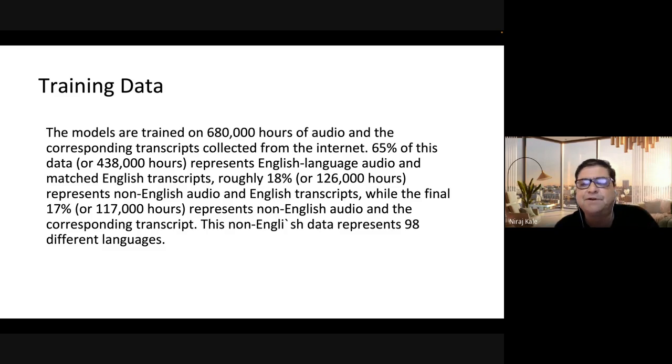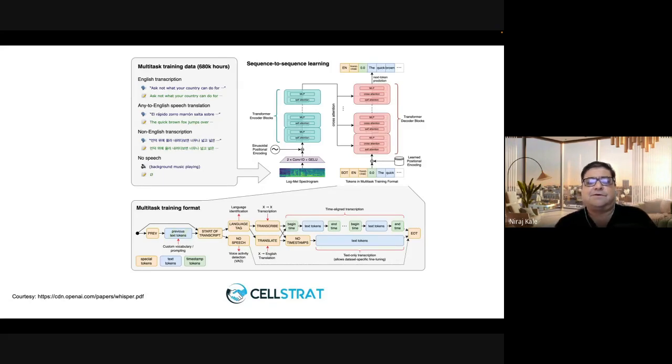So they have done the weak supervision part, and in the weak supervision part, it will automatically try to make this data more accurate by internally learning and internally making it labeled data. So 65% of it is English language, and roughly 18% is non-English audio with English transcripts. The 17% audio represents the non-English transcripts, right? Again, we will go a little deeper into the architecture of this Whisper model.